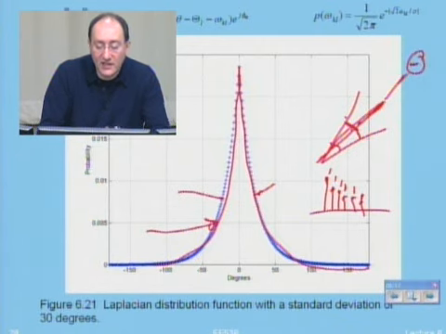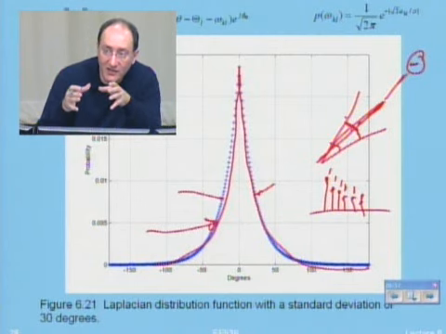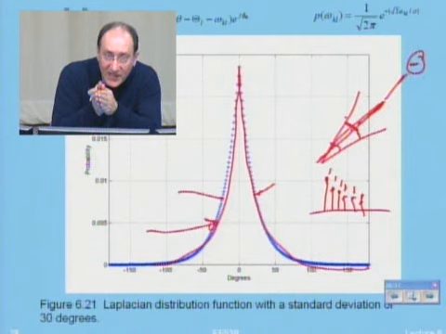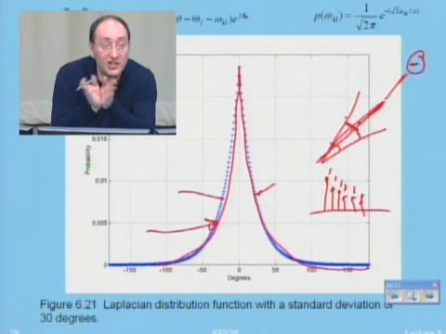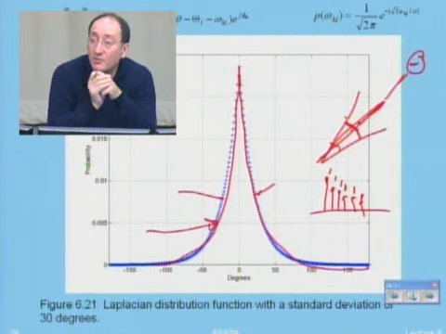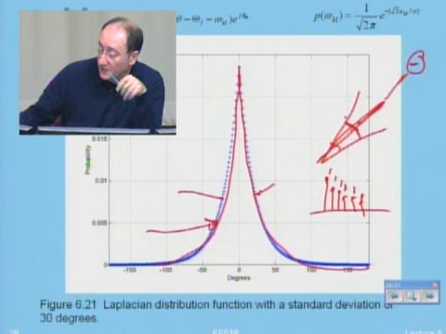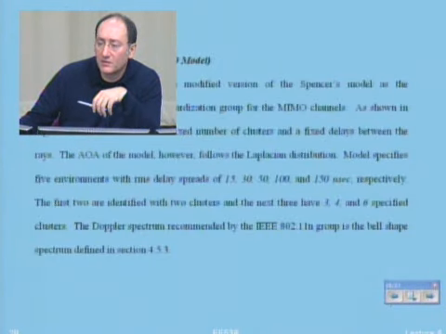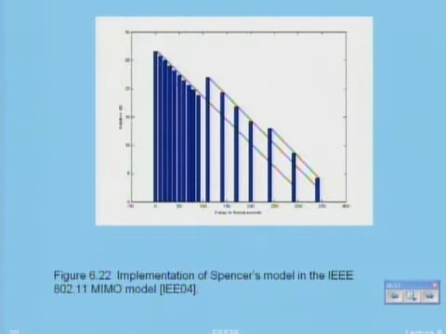So then, what he's really saying is that clusters are arriving from different angles, but from each angle, there is a Laplacian, a little bit of change around the angle. This is Spencer's model. It is a very valuable model because a modified version of it got adopted in 802.11n. So what is that modified version that they have used in 802.11n?